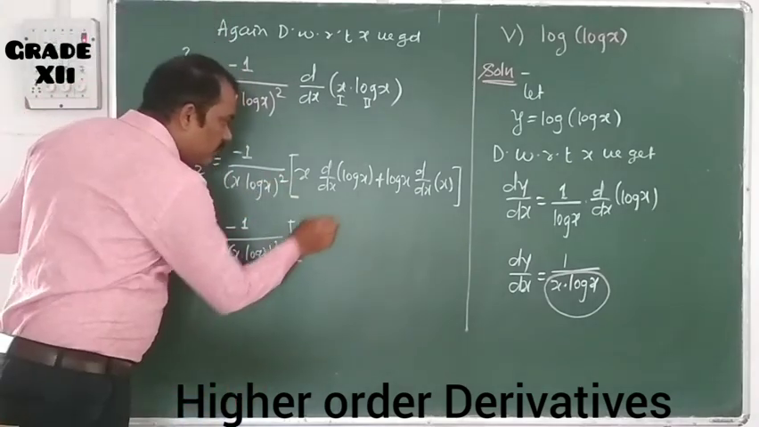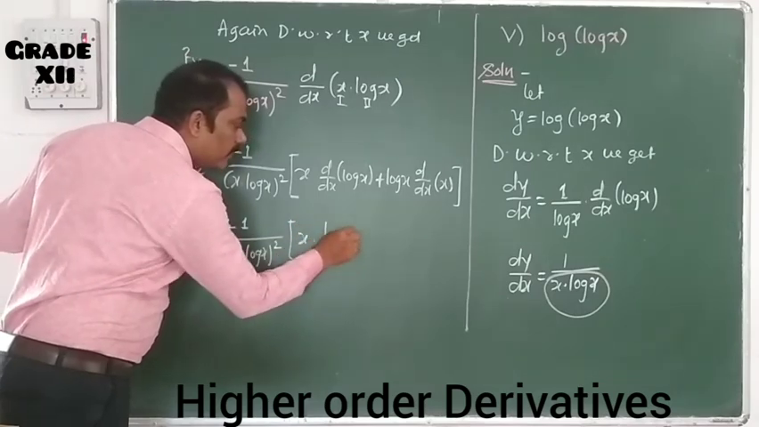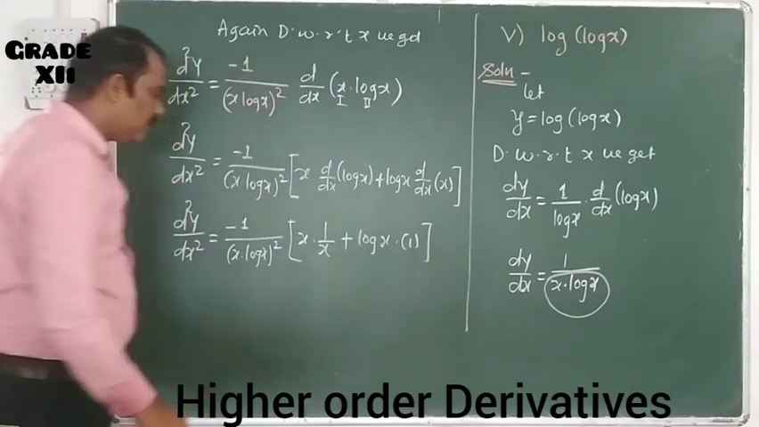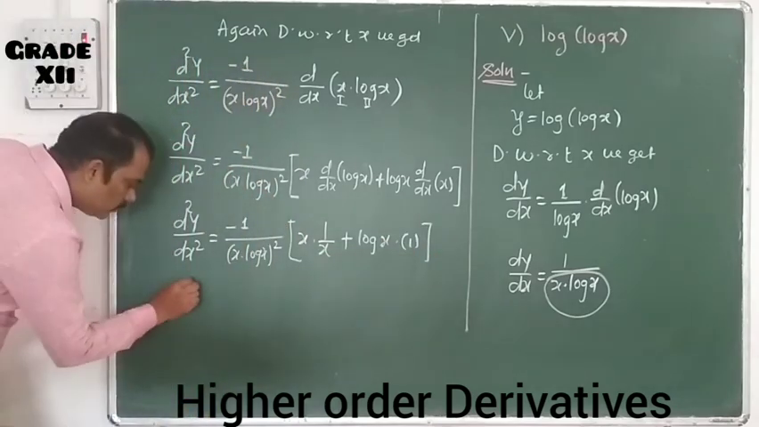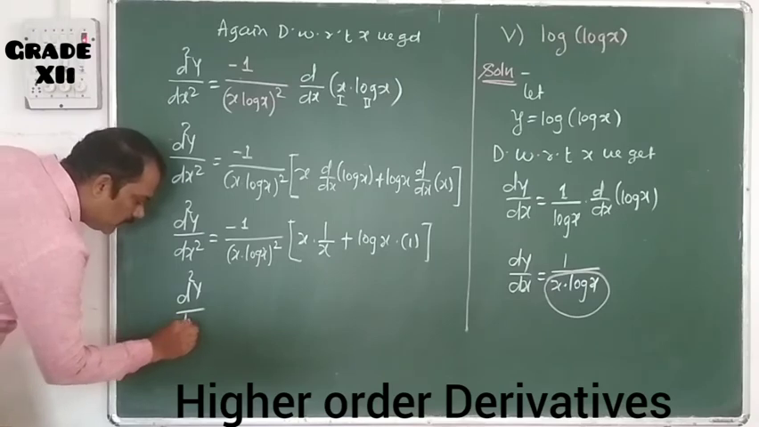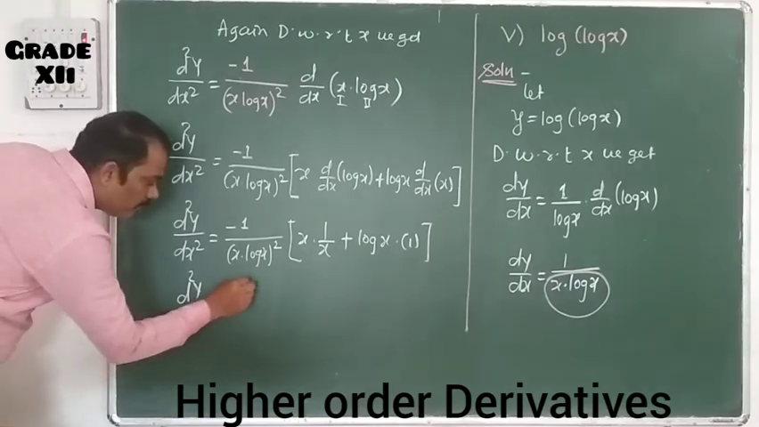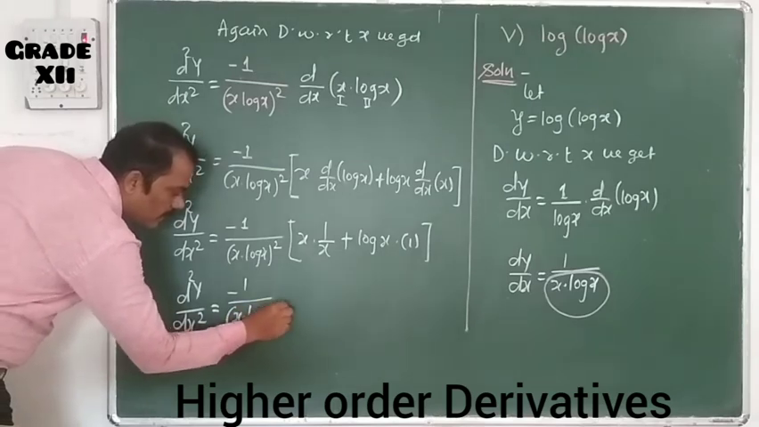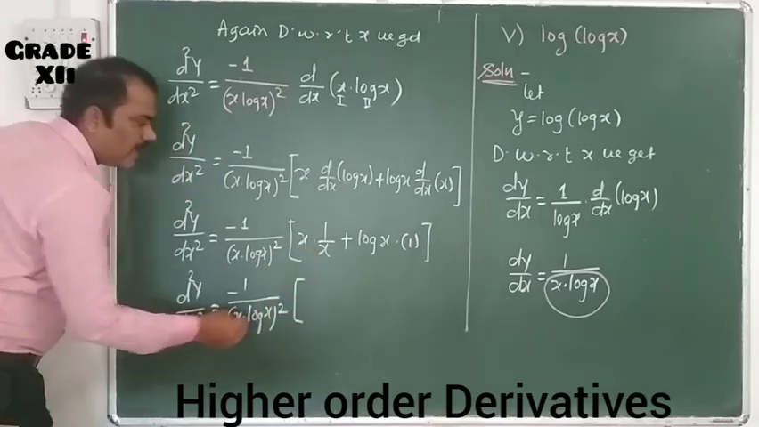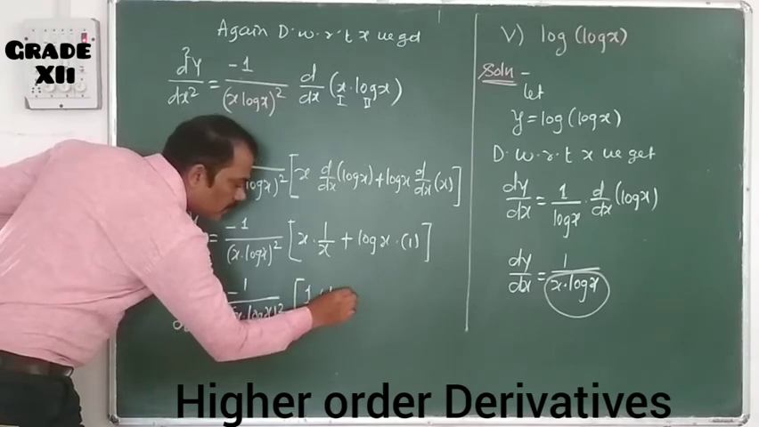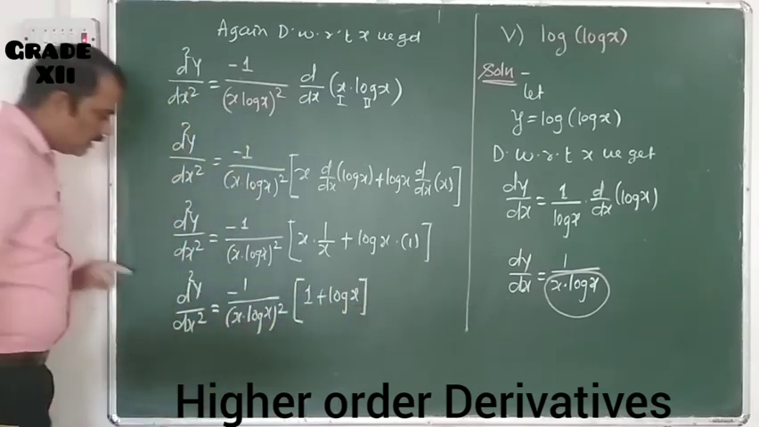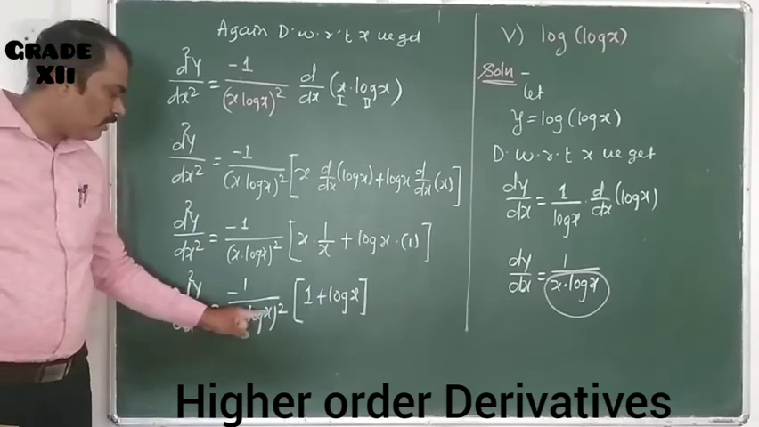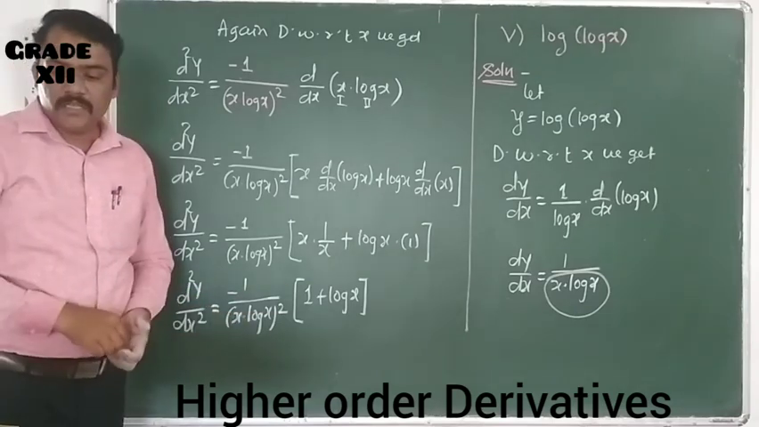First as it is, the derivative of log x is nothing but 1 upon x, plus log x as it is, the derivative of x with respect to x is nothing but 1. So d2y by dx square is equal to minus 1 upon x into (log x) whole square, x gets cancelled, that is 1 plus log x. That is, d2y by dx square is equal to minus 1 upon x into (log x) whole square into 1 plus log x.